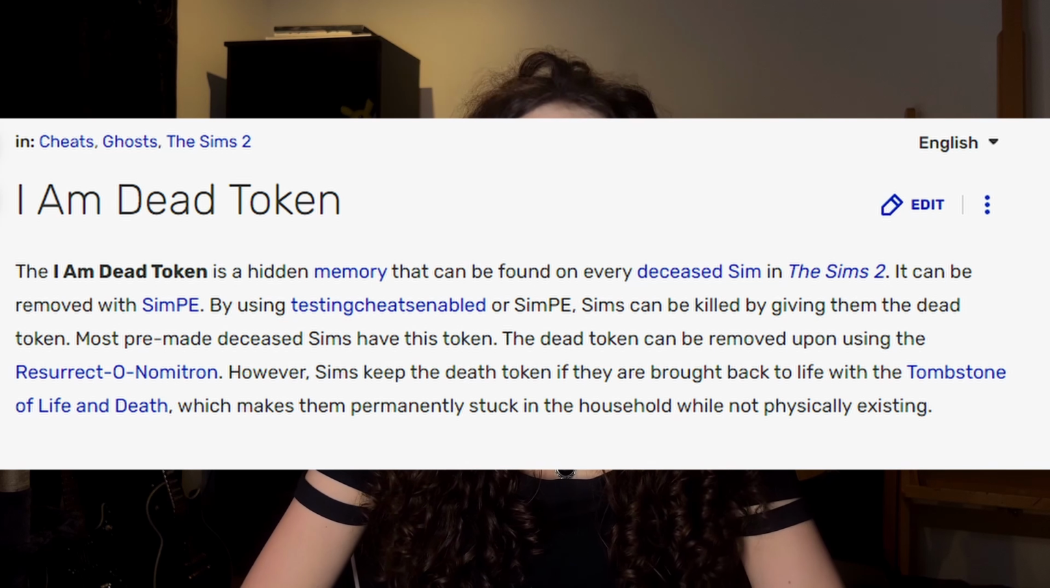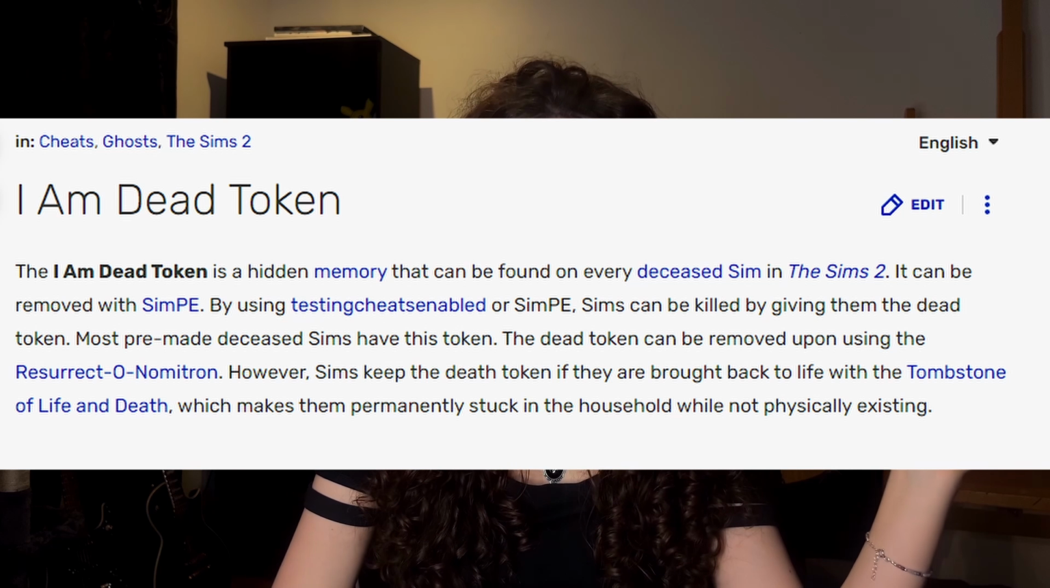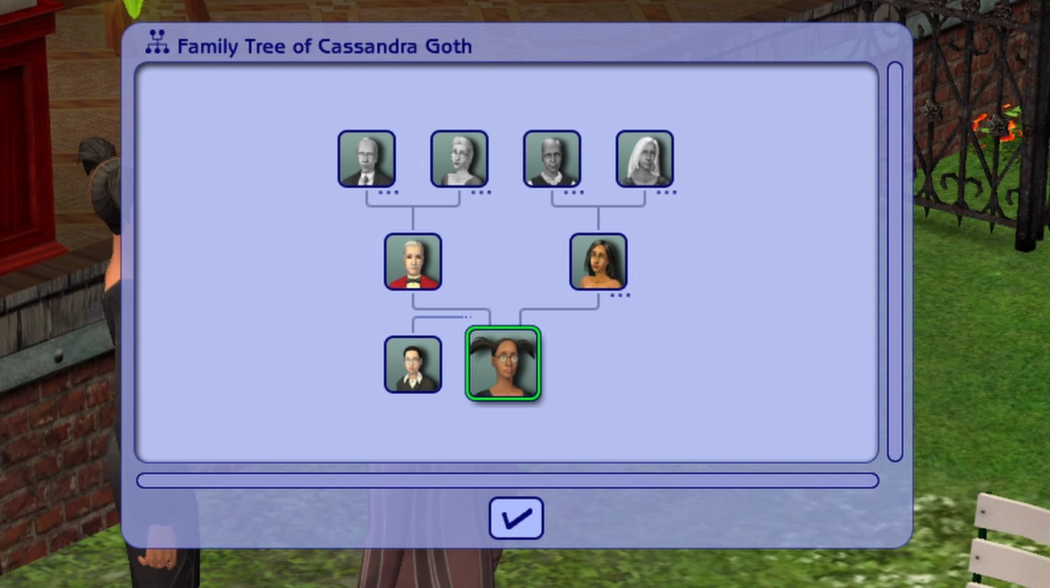So, is Bella Goth dead? No, not really. She has the I am dead token, which is an invisible token that all dead Sims have, but having this token is not the same as being dead. That's why Bella doesn't appear grayed out in the family tree.